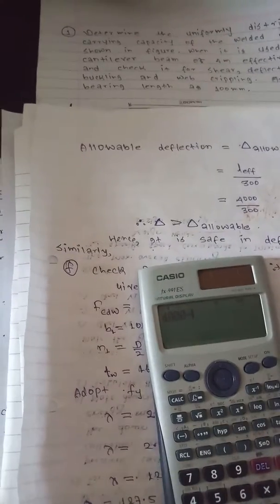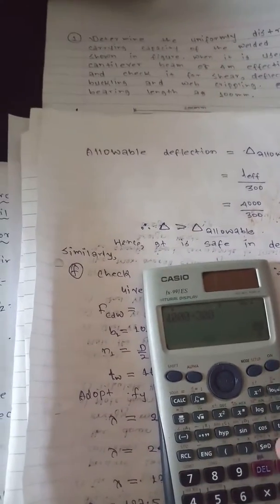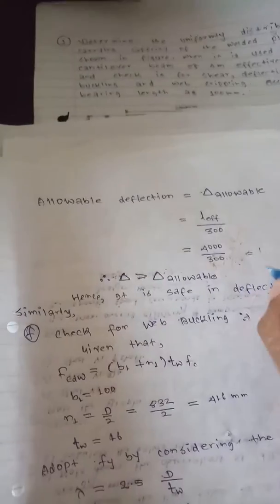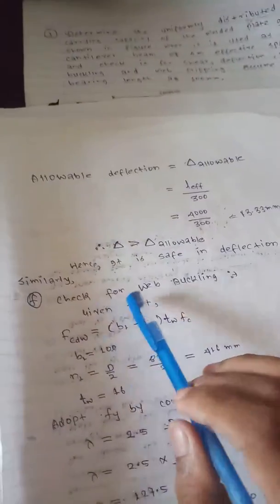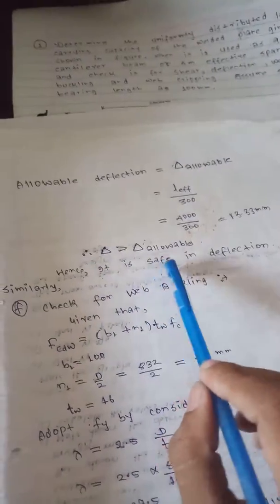4000 by 300 will come 13.33 mm, which is greater than delta. Delta is less than delta allowable, so it is safe in deflection.